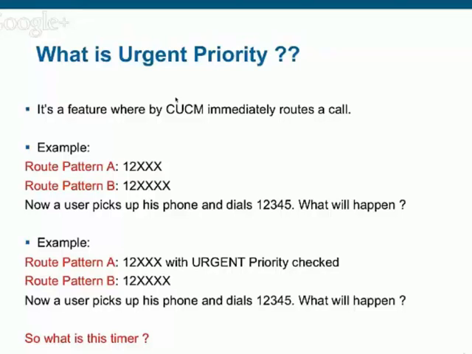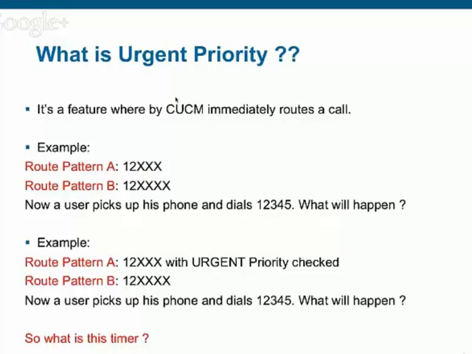So now when you dial 12345, CUCM knows that the administrator has configured the system in such a way that if anybody dials 12345, 1 2 followed by any three digits, it's going to route the call immediately, matching route pattern A.